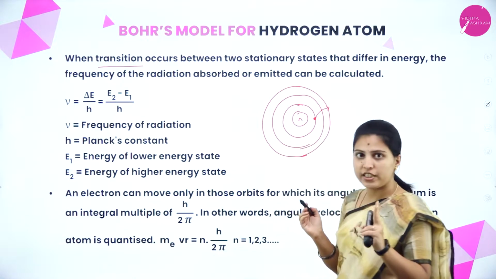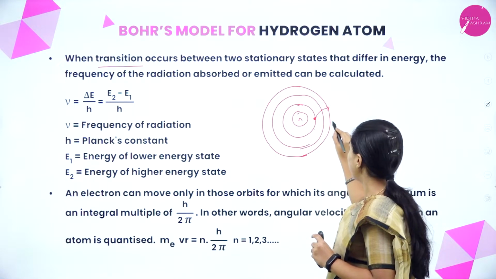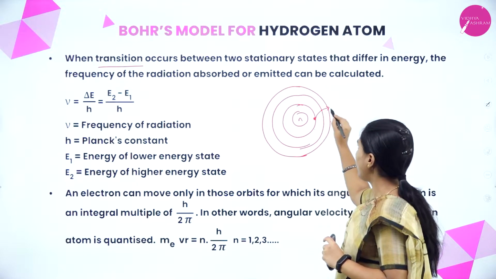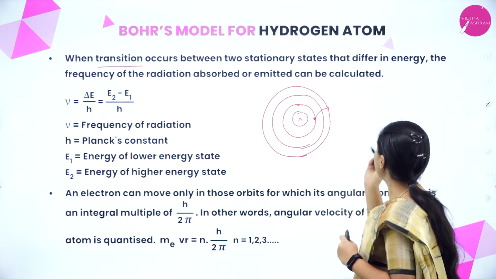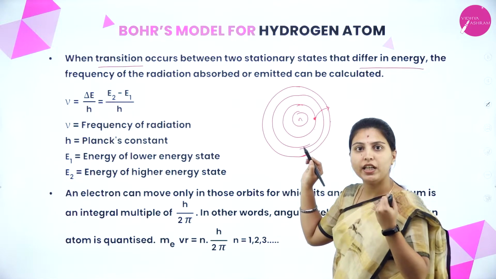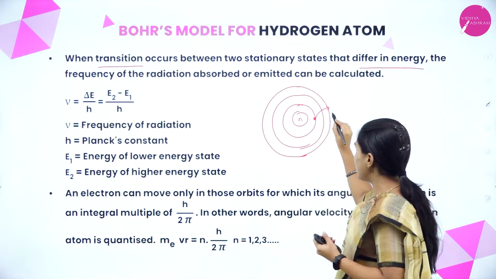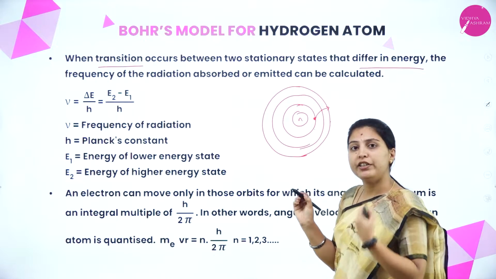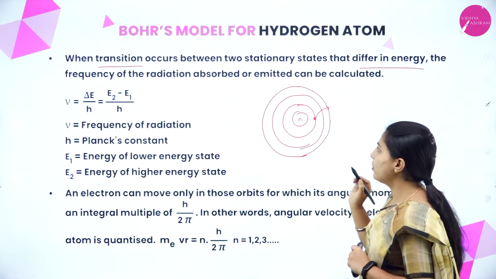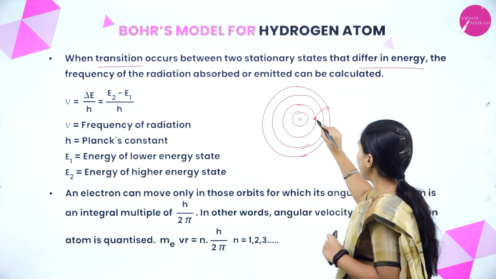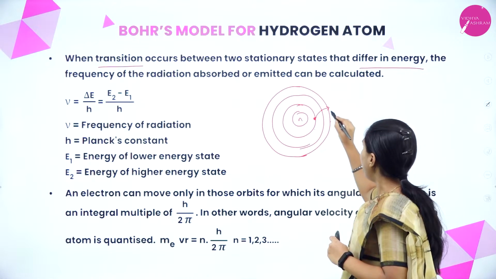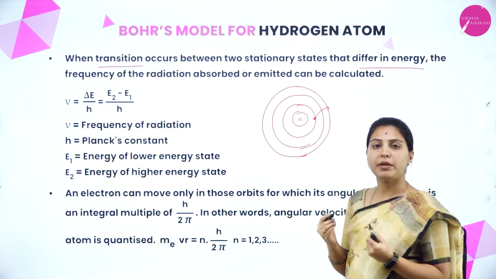It occurs between two stationary states. This is one stationary state and this is another stationary state. The electron is jumping from one stationary state to another, so the energy differs. This stationary state has some energy level, but the other stationary state has a different energy level compared to the first. And also the frequency of radiation. The electron is jumping from the first to a higher level, and it cannot stay there because the stability is not there.